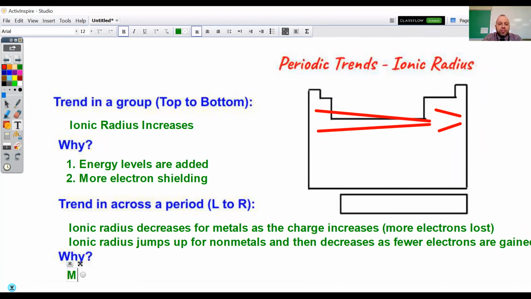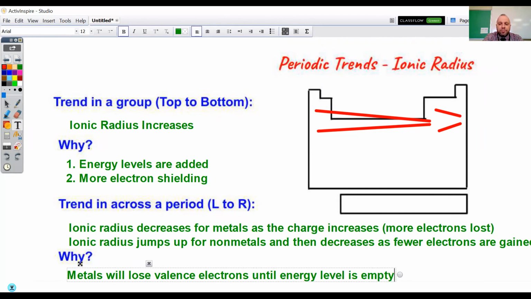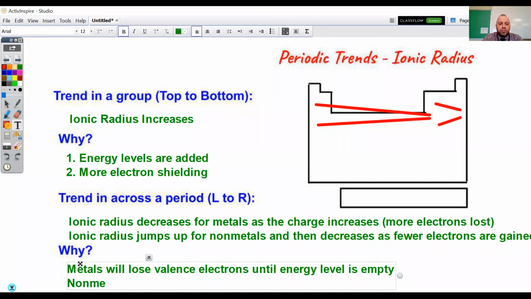Again, the reason for this is metals will lose valence electrons until the energy level empties out or is empty. And then nonmetals will gain valence electrons until the energy level is completed or full.